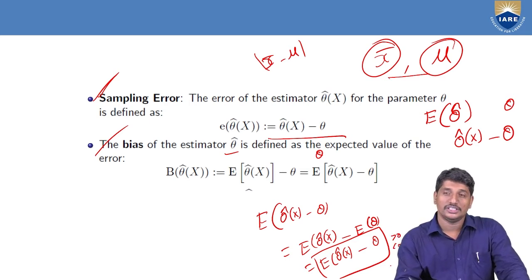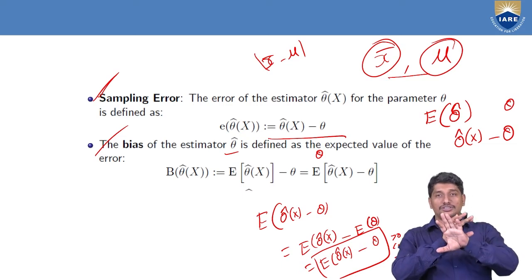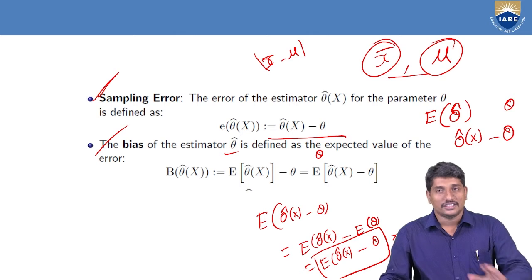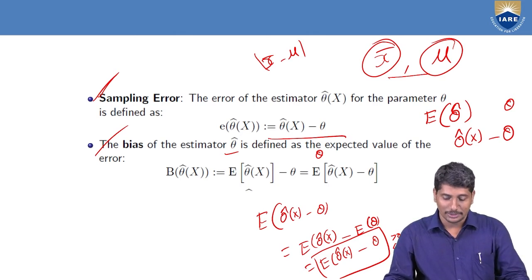If it is negative, you say that it is negatively biased. And if it is zero, you say that there is no bias between the sample statistic and the population parameter. Okay.